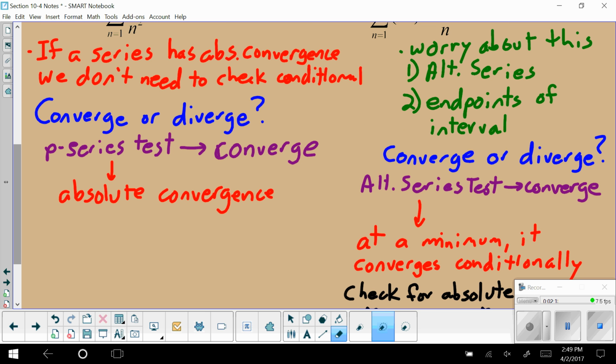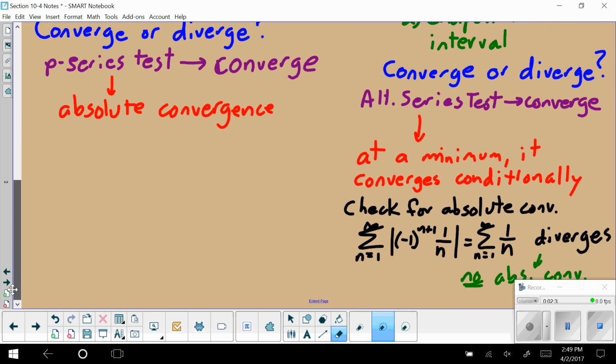But so for our p-series tests, as long as we're dealing with it, we try those with the absolute values. If it converges, it's absolute convergence, we're done. Don't bother with conditional convergence. If I have an alternating series test and that says it converges, at a minimum, it's converging conditionally. I then would need to check for absolute convergence, which we already talked about with this alternating harmonic would give me the harmonic, which we know diverges.